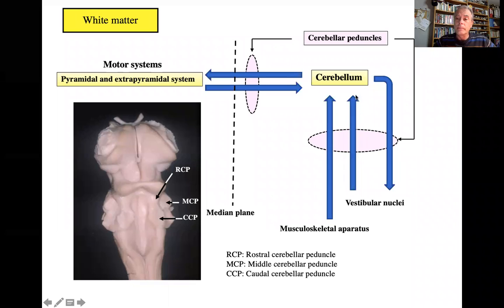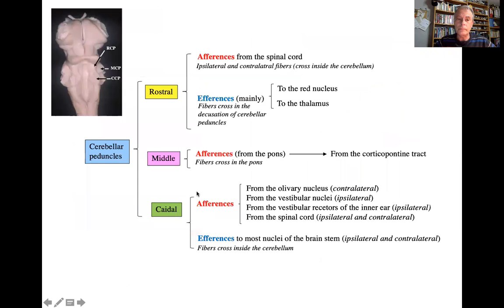As the cerebellum keeps ipsilateral connections with musculoskeletal apparatus and vestibular nuclei, and has to inform and also receive information from motor systems, pyramidal and extrapyramidal systems, it is contralaterally connected with these motor systems. And all these connections form the cerebellar peduncles. So these cerebellar peduncles are rostral, middle, and caudal. Rostral, middle, and caudal, right?